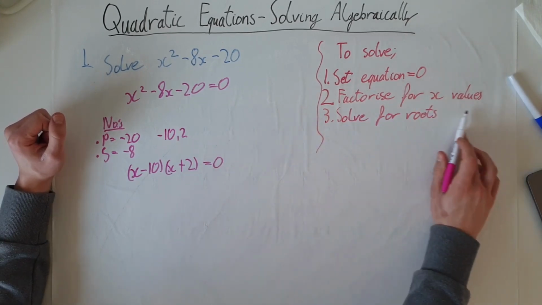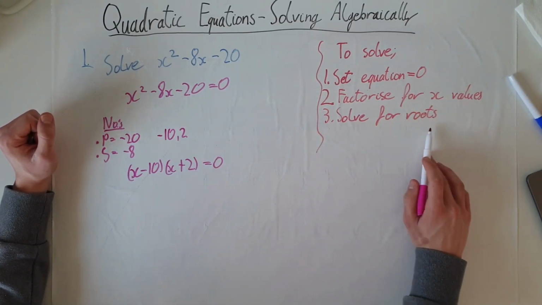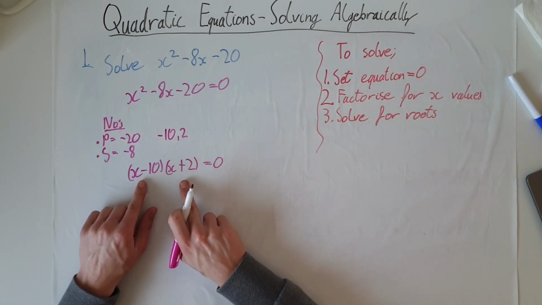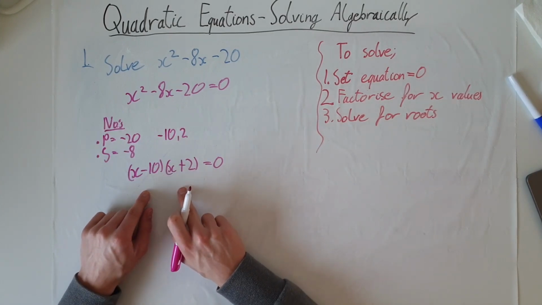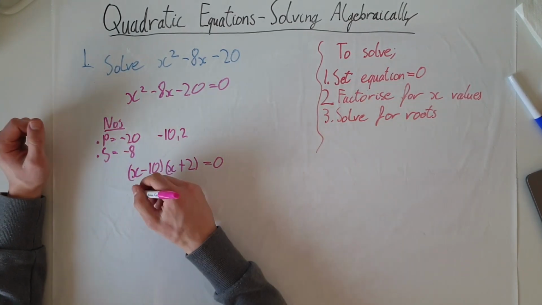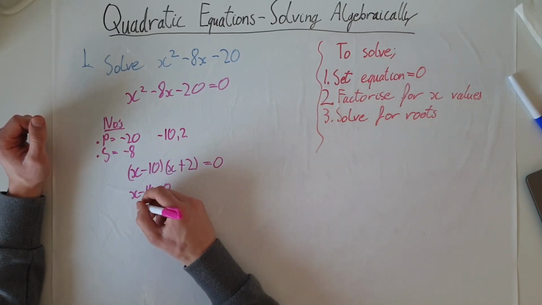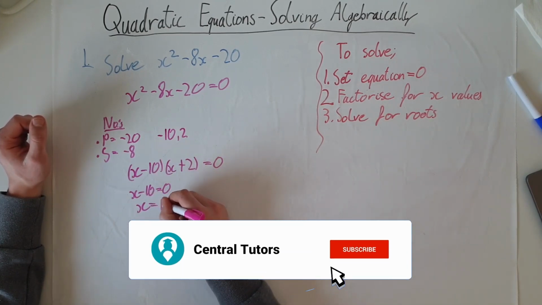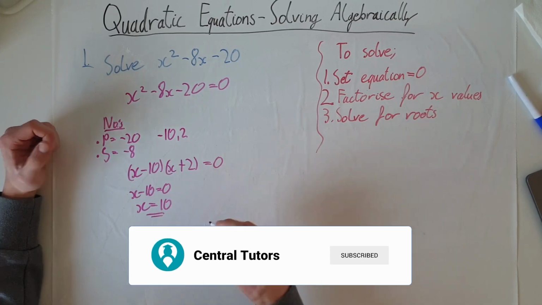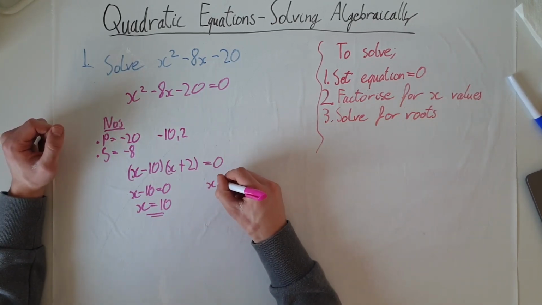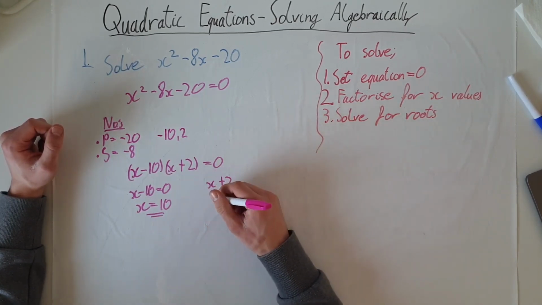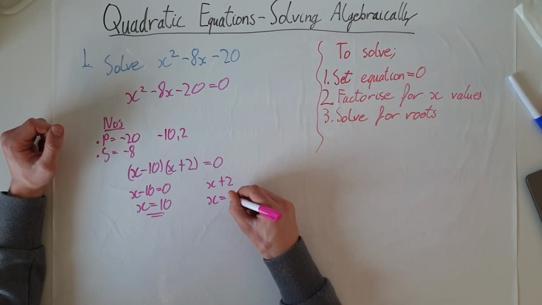That's our second step done, and now all we have to do is solve for the roots. So again, we take each x bracket and solve to find x. Here we have x minus 10 is equal to 0. So this just solves to x equals 10. There's one of our roots, and then our second root, x add 2 from this bracket, solves to give us x equals minus 2.